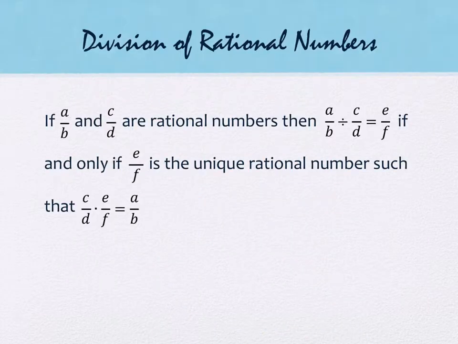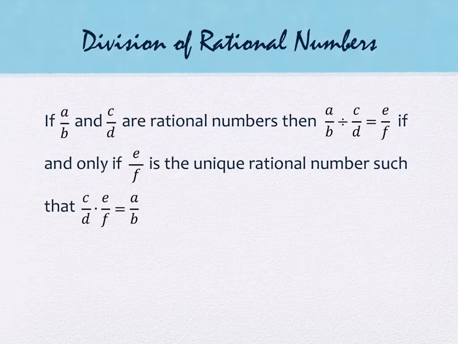Okay. Next, we're going to look at division of rational numbers. So if a over b and c over d are rational numbers, and we want to divide them, a over b divided by c over d equals e over f. This will be true if and only if e over f is the unique rational number such that c over d times e over f equals a over b.